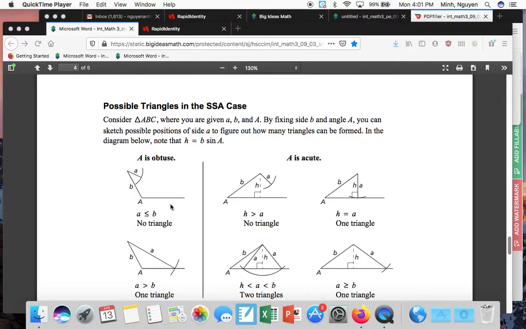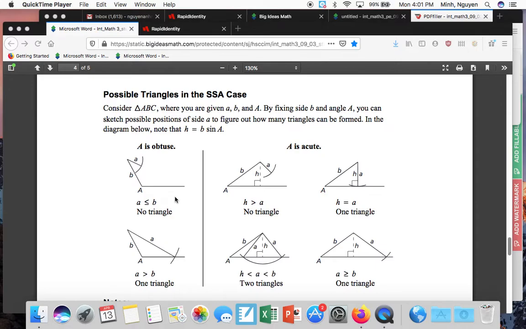I mean, it's a good strategy. It's been a good strategy, but maybe some of you aren't used to it, or you just need practice or whatever. So I wanted to make this video separate to model some of the drawing strategies and to go over all these cases because obviously there are six, as in 1, 2, 3, 4, 5, 6. So first off, it says possible triangles in the SSA case.